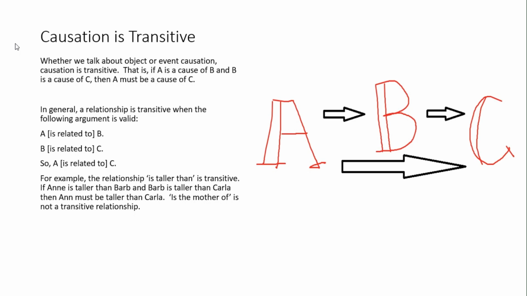Think about the relation "is the ancestor of." If Anne is the ancestor of Barb and Barb is the ancestor of Carla, is it required that Anne is the ancestor of Carla? It is.